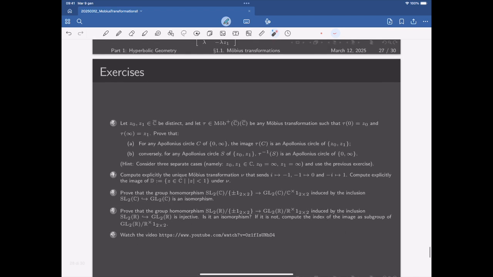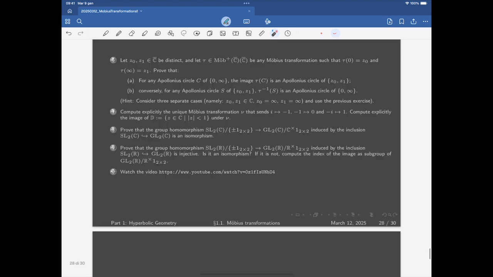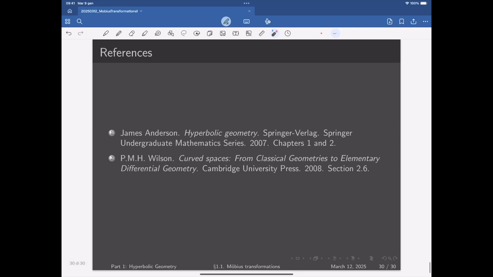And there are many exercises. Okay, 20 exercises. You probably want to start with the last one, which is just to watch a 2-minute video, which I find very beautiful, and then some references.